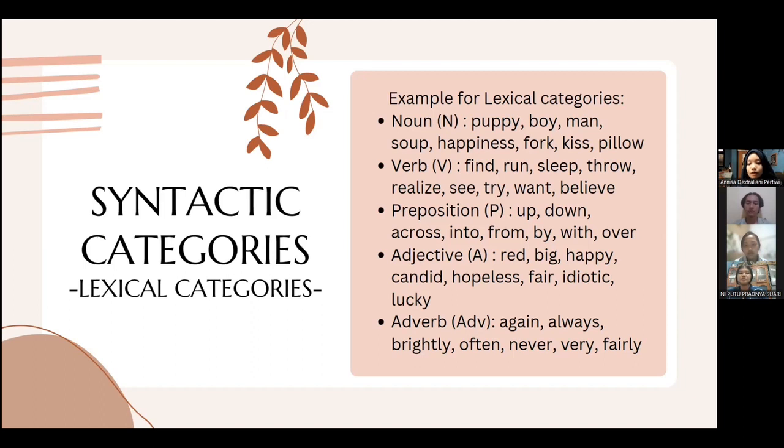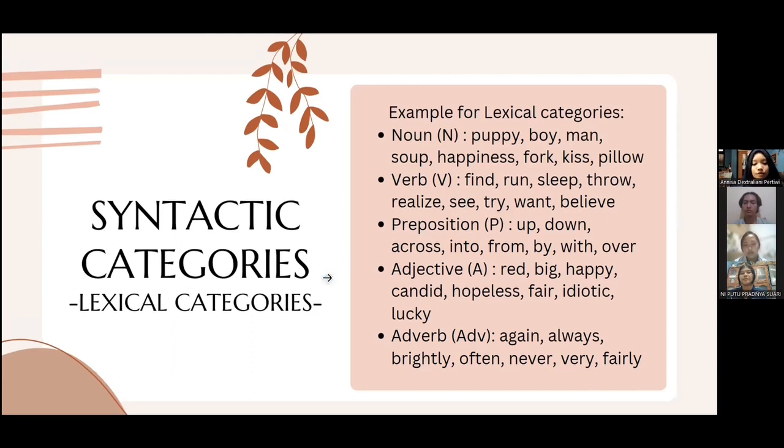The next one is prepositions, such as up, down, across, into, from, by, with, and over, and many more. The next is adjectives, such as red, big, happy, candid, hopeless, fair, idiotic, lucky, and many more. And the last one is adverb, such as again, always, brightly, often, never, very, barely.